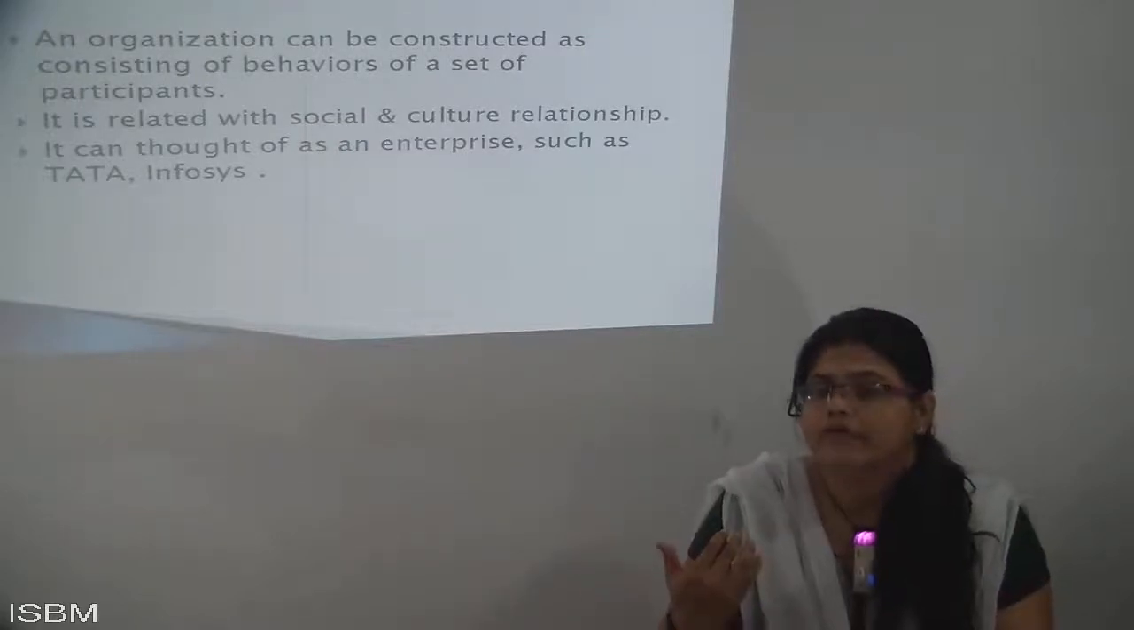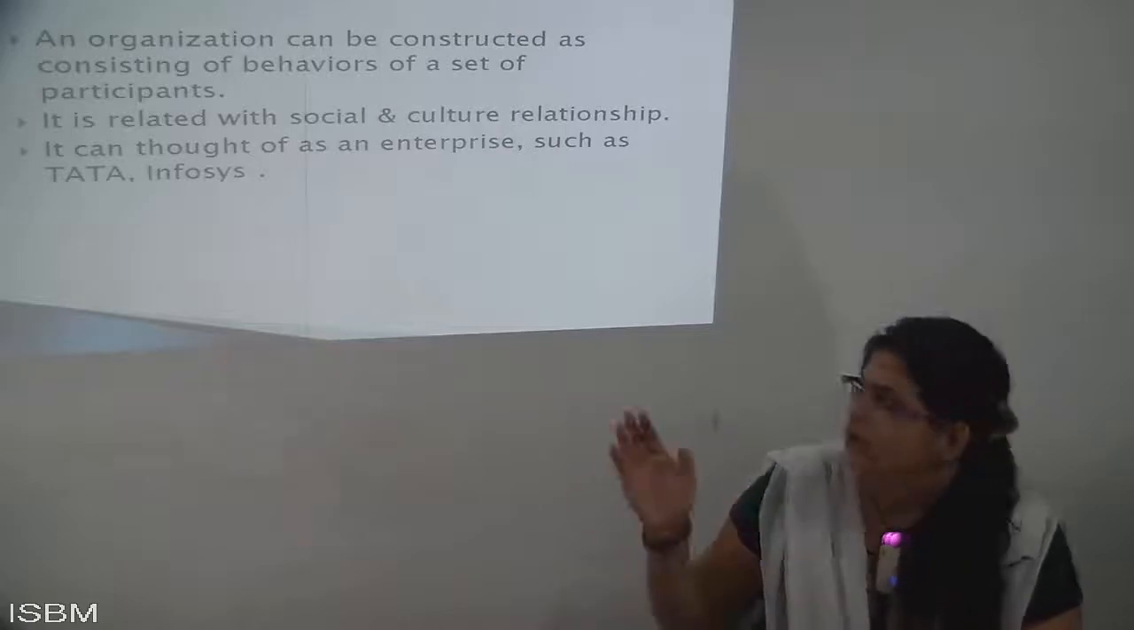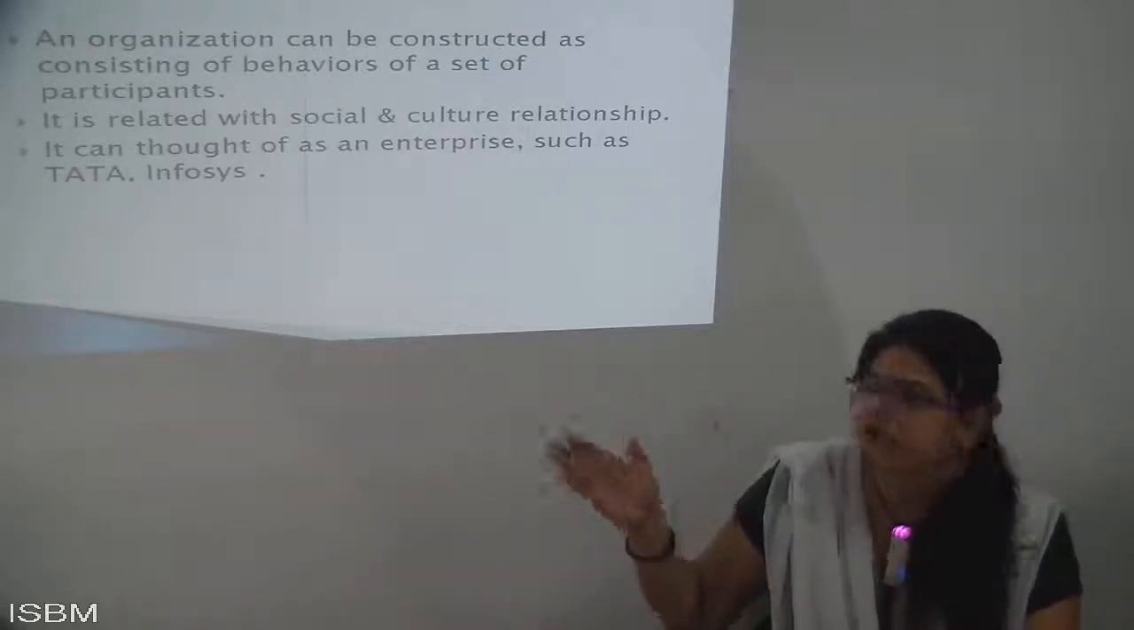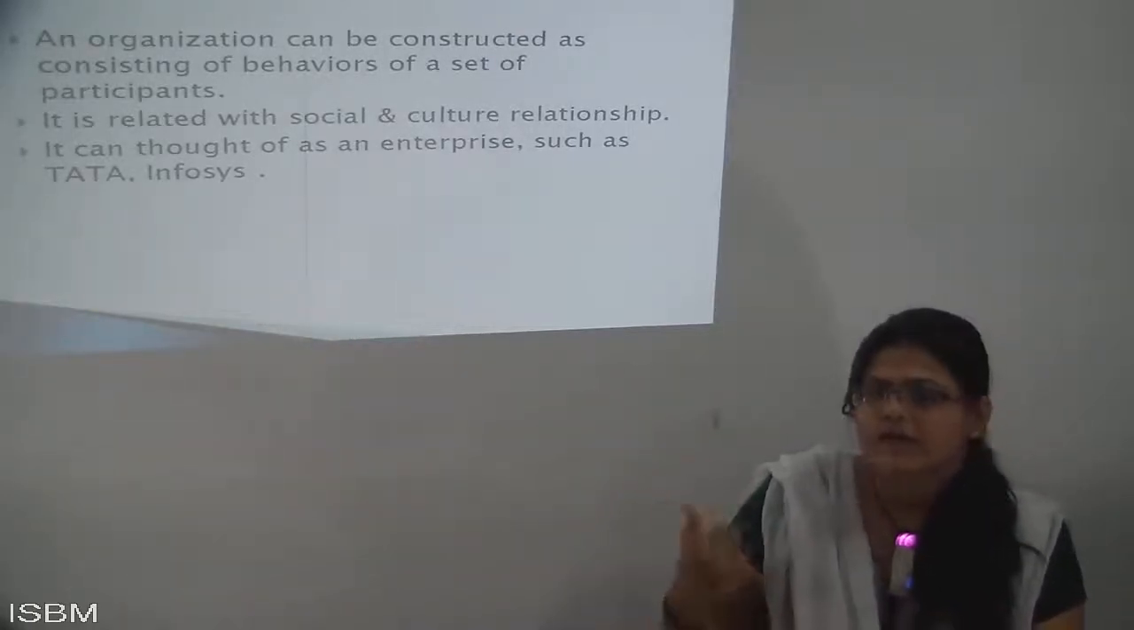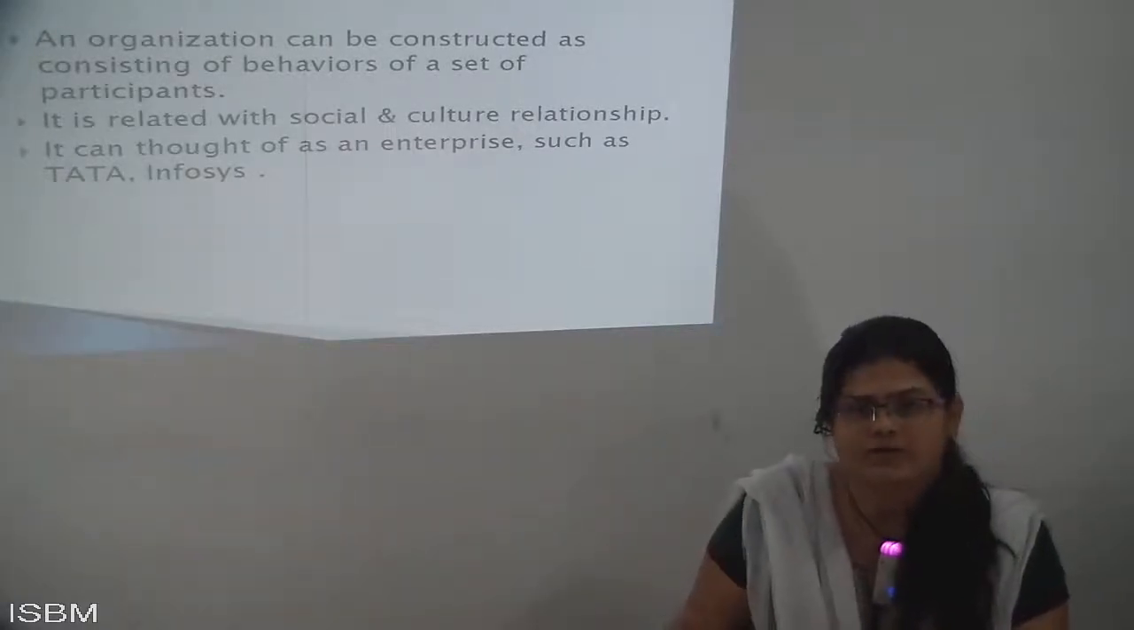But the cultural way means the standard of living. Here I can give you the example: the standard of living of the people at Tata has changed. The standard of living of the people at Infosys has changed.